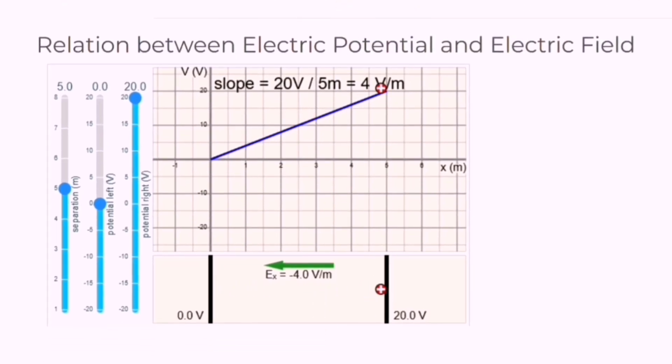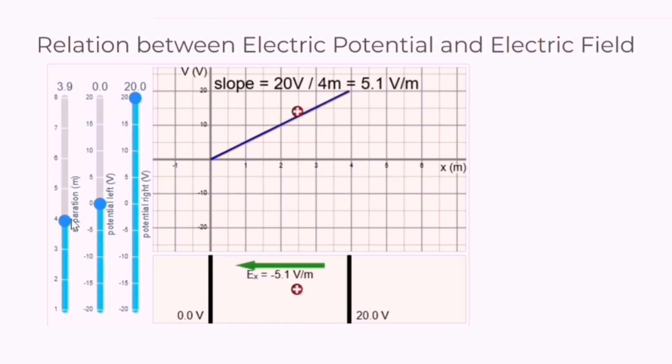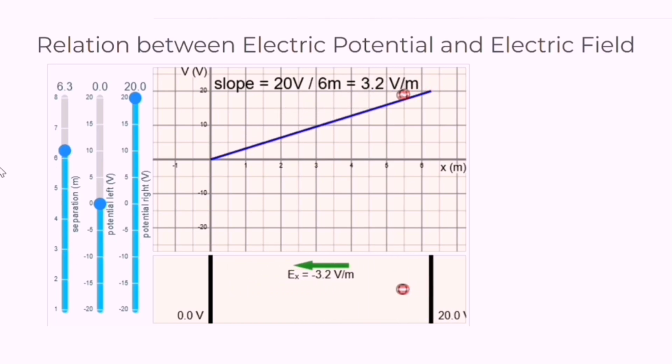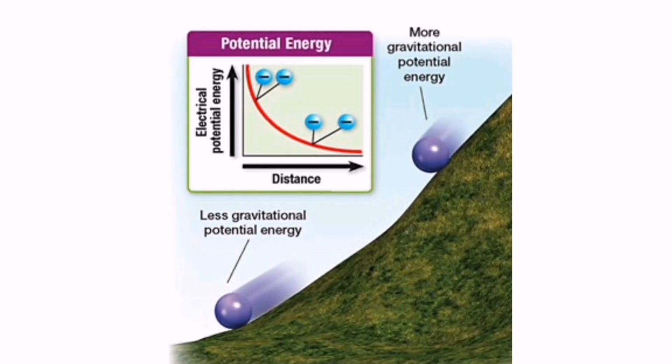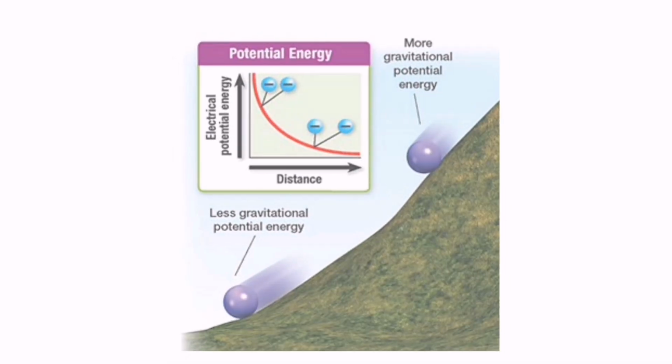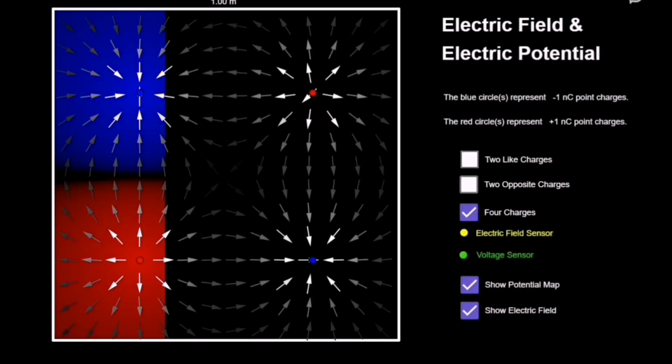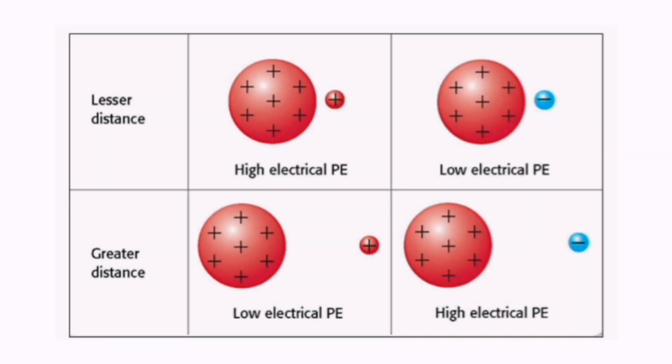For example, think of gravitational potential energy. If you lift an object in a gravitational field, like raising a book off the table, you are giving it more gravitational potential energy. The higher you lift it, the more work you've done against gravity, and the more energy is stored. Now, let's switch to electric fields.